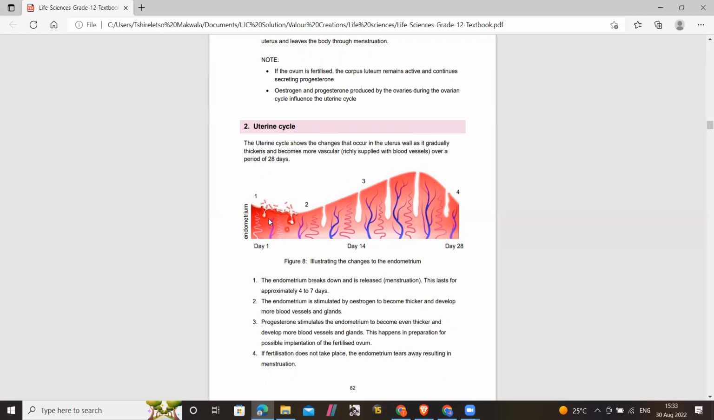This is what's going to happen. The walls start to shatter. That's why you see blood, right? It's the shattering of this uterus wall, and it lasts for approximately 4 to 7 days.